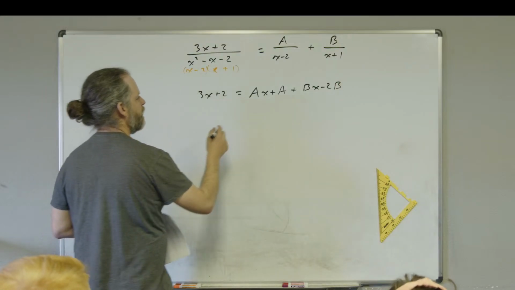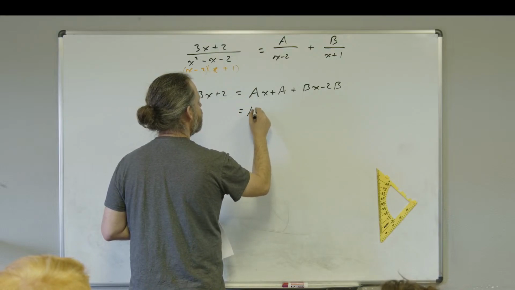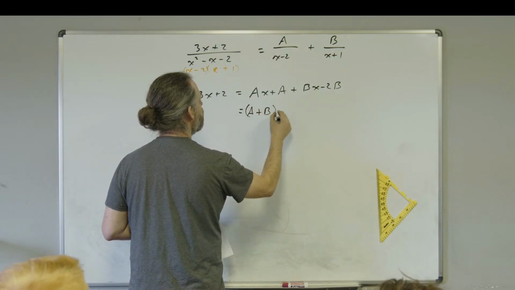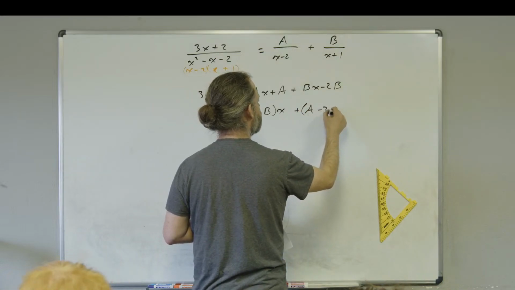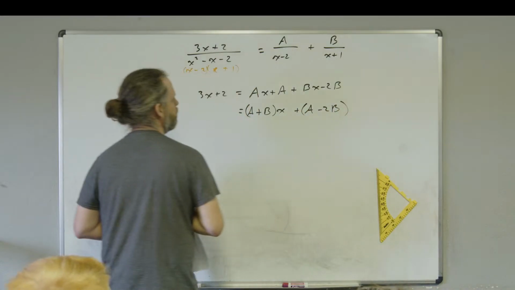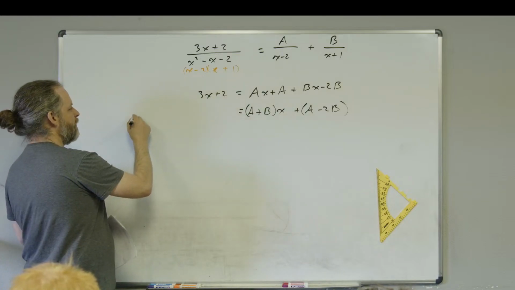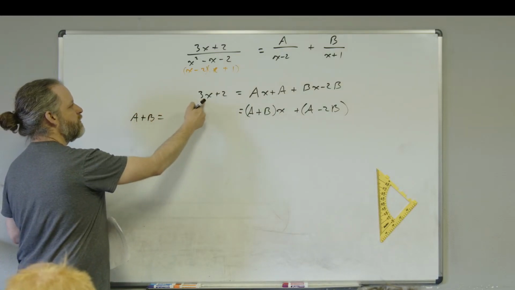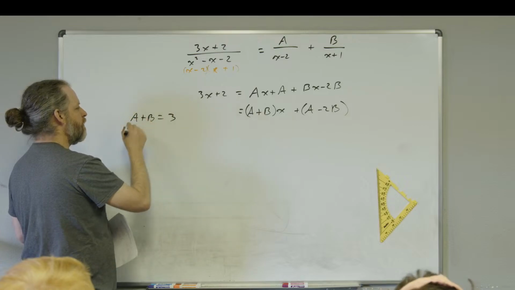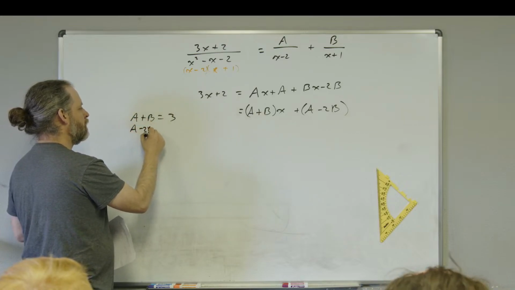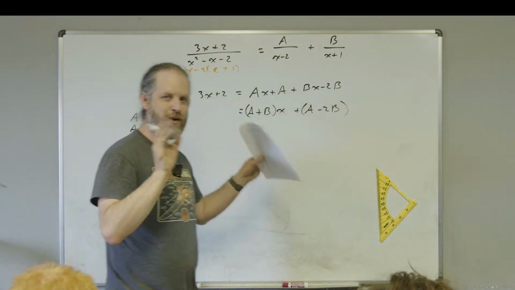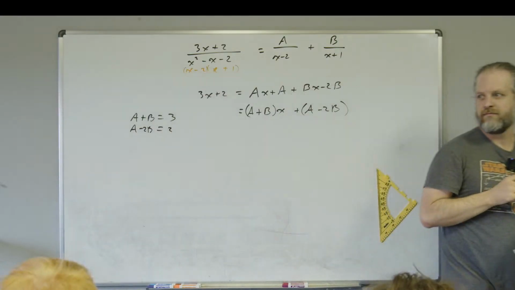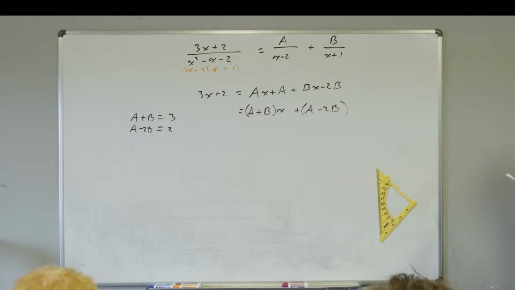Then we get the x's together and the not-x's together. Then we've got that one equals this one, and that one equals that one, and we solve that system. We shove it back in there, and Bob's your uncle. What does B equal? B equals 1 in this particular problem.